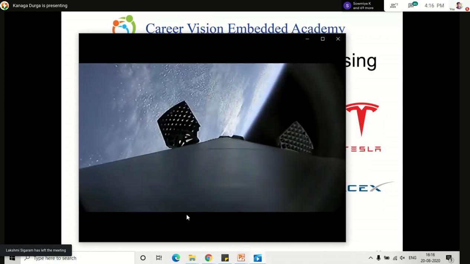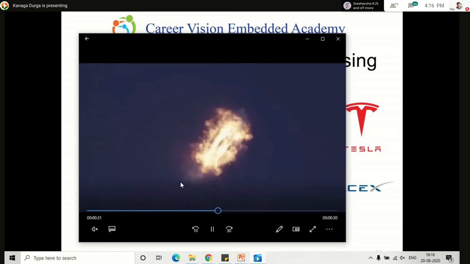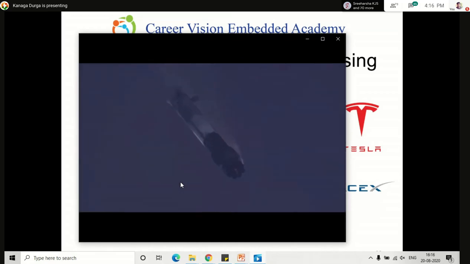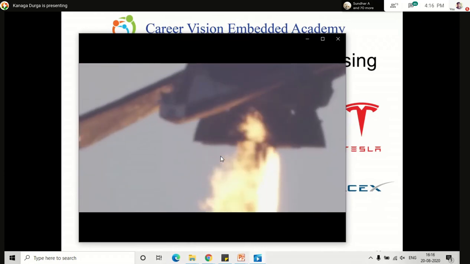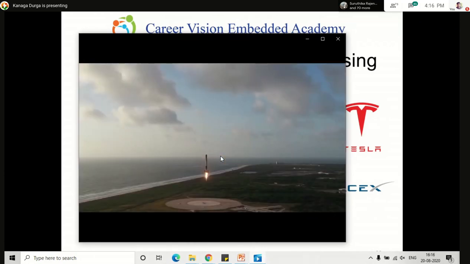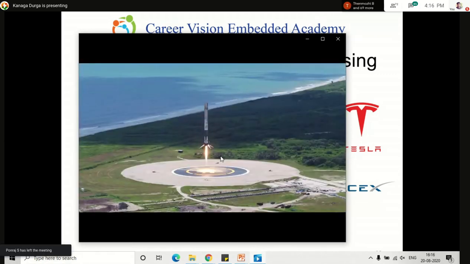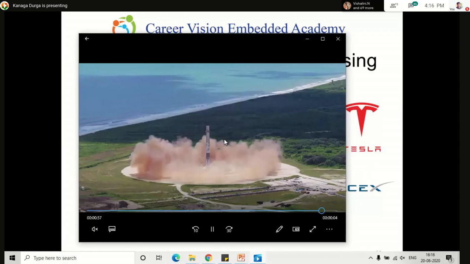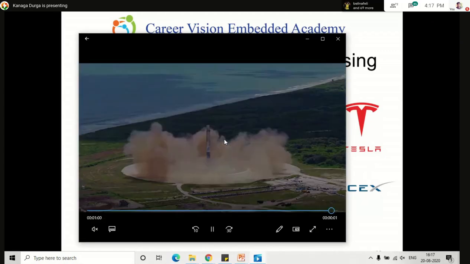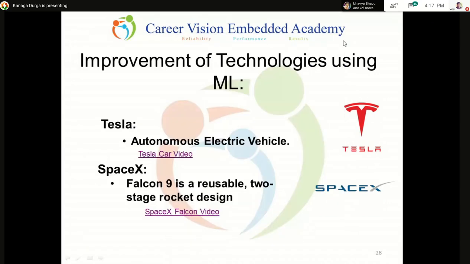And then after launching the satellite, the rocket detaches itself. And there is a location given to the rocket where it should come and land. You can see that the rocket returns to its predefined or predetermined location. And we can reuse this rocket for further satellite launches. With this, we can save huge amounts of money and also the R&D required for developing these rockets in the future.